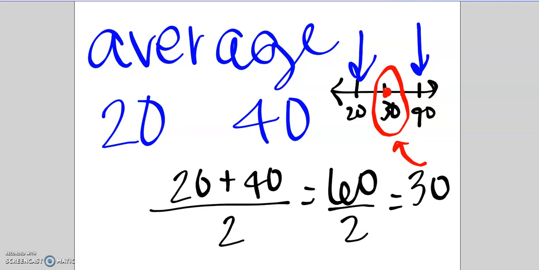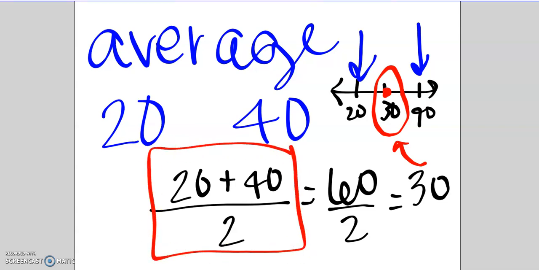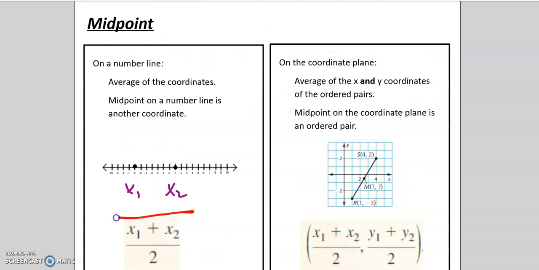Why I'm showing you this, guys, is this concept, that formula, what you just did, is exactly the formula we use when we are finding the midpoint on a number line, okay? I pick 2 points, whatever those 2 points are, I add them together, divide them in half. That is really the average. That's the formula of midpoint, average of those two numbers.